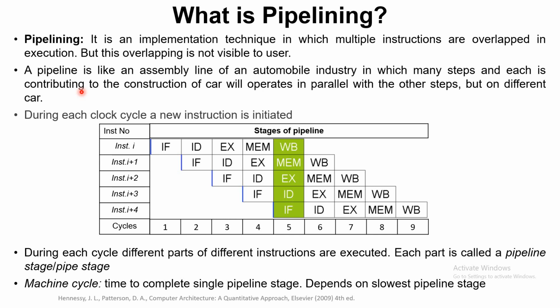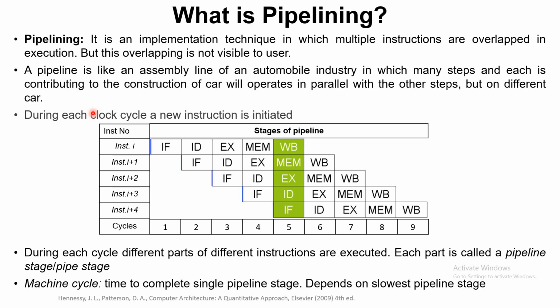So what does it mean? The meaning of this is the assembly line of an automobile industry, in which there are so many steps, and each and every stage will have to contribute to the construction of the car. And all these manufacturing steps will operate in parallel with each other, but on different cars. Similarly, in the case of pipeline, if we consider that there are 5 different stages for one instruction, and if we assume that these are instruction fetch, instruction decode, execute, memory access, and write back, then what will happen?